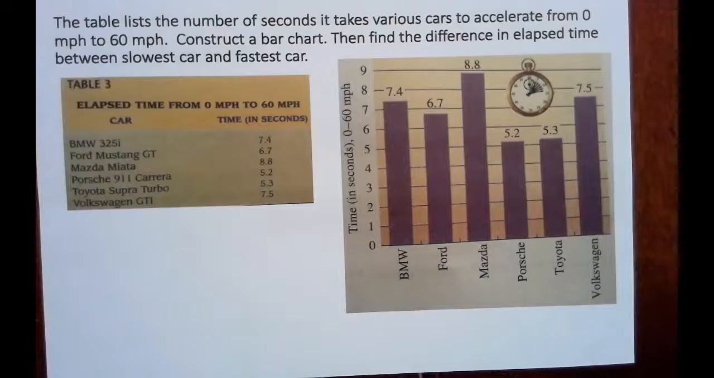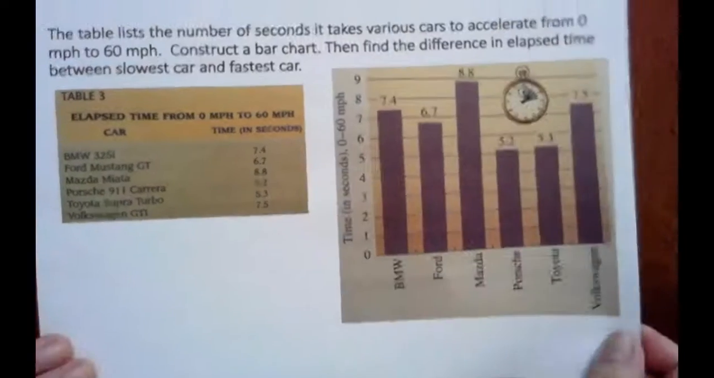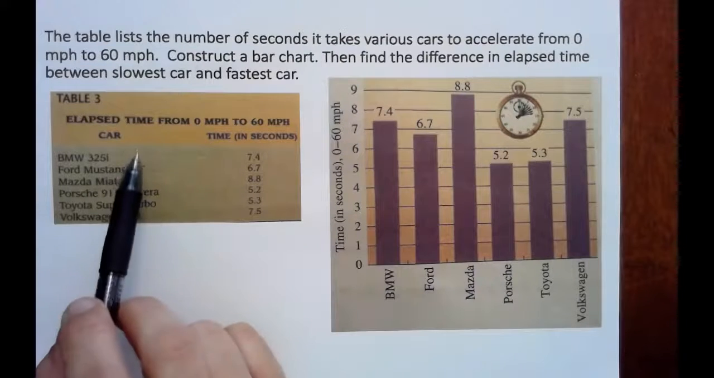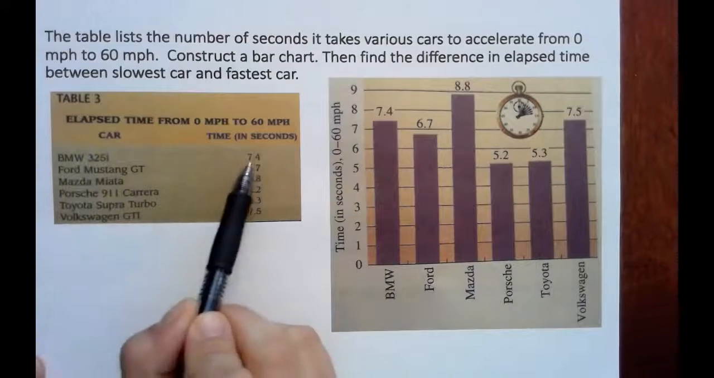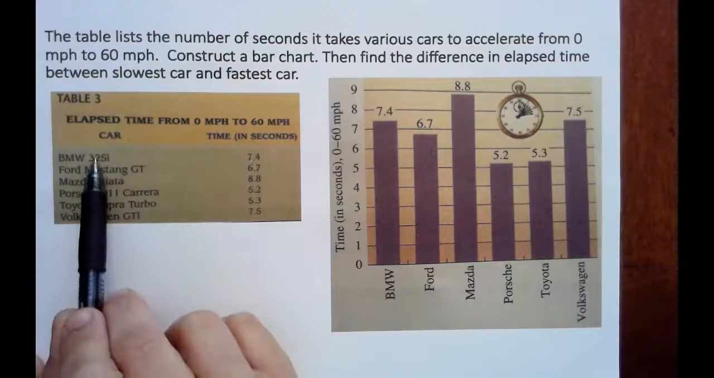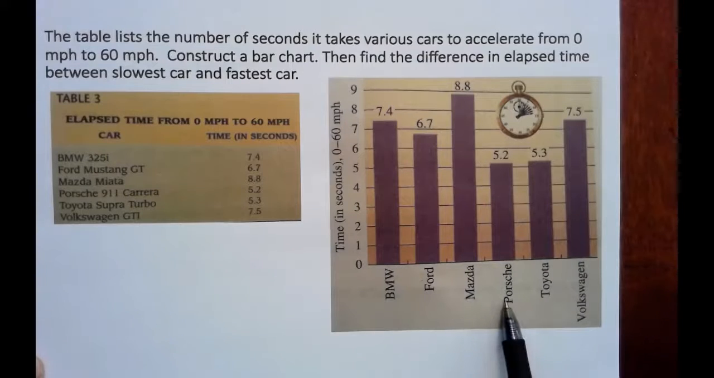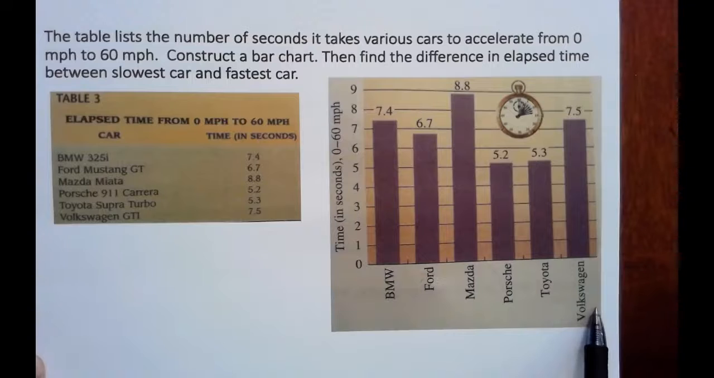Okay, so here the table lists the number of seconds it takes various cars to accelerate from 0 to 60 miles per hour. Let's construct a bar chart, then find the difference in elapsed time between slowest and fastest. Okay, so here we go. The bar chart's already made. So we have here 7.4 for the BMW, 6.7 for the Ford, Mazda is 8.8, Porsche is 5.2, Toyota's 5.3, and the Volkswagen is at 7.5.